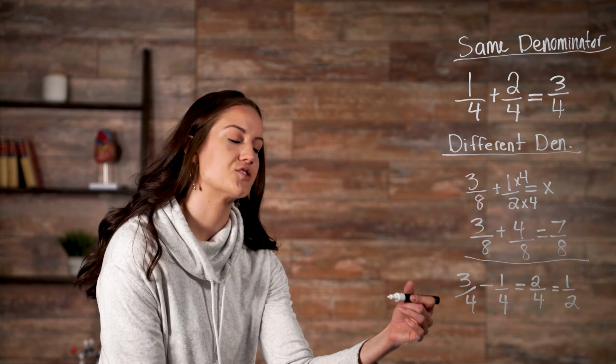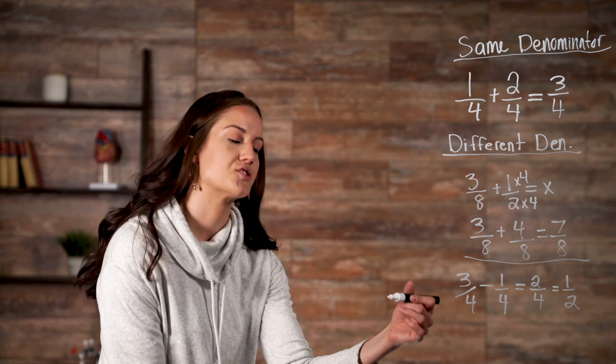But remember, whatever we do to the denominator, we must do to our numerator. So we can multiply it times 2, and then here's what we get. Once we multiply our second fraction here by 2, we get 3/8 minus 2/8, which gives us 1/8. So these problems were pretty easy because they had either the same denominator or were just really easy to convert. But let's look at one more equation that's a little trickier.